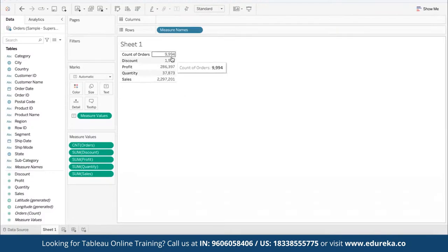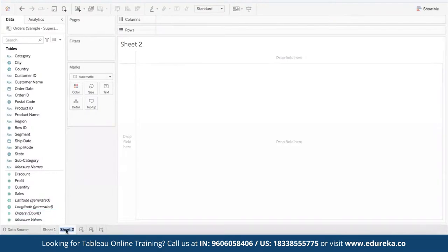So overall total number of records we have is 9,994. Total profit made by the business. Total quantity of products sold. Total sales made by the business. Understood? So that is measure names and values. And this is a simple text table. Now let us look at our bar graph, the first graph in our hands-on.